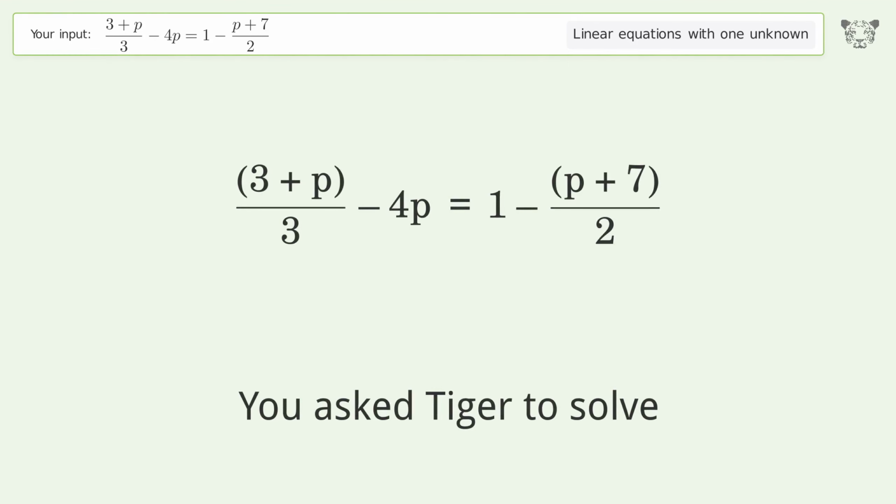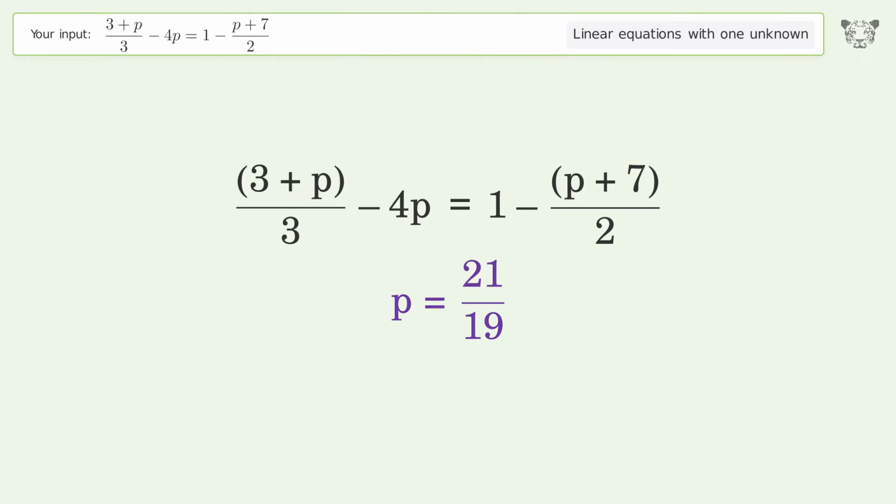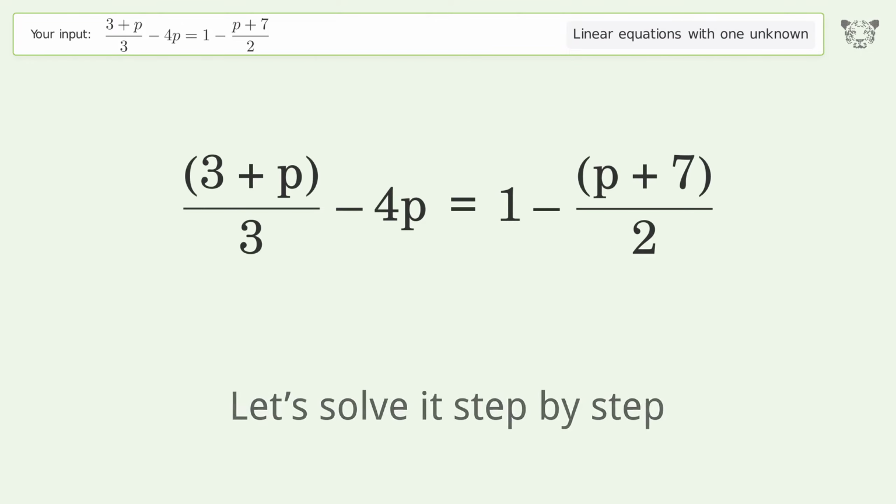You ask Tiger to solve. This deals with linear equations with one unknown. The final result is p equals 21 over 19. Let's solve it step by step.